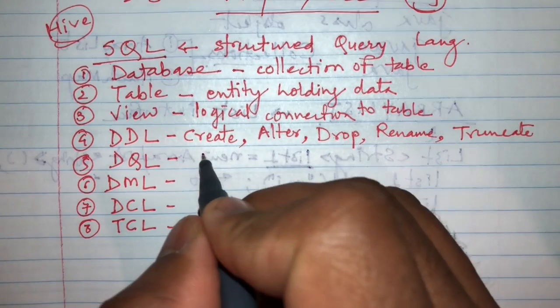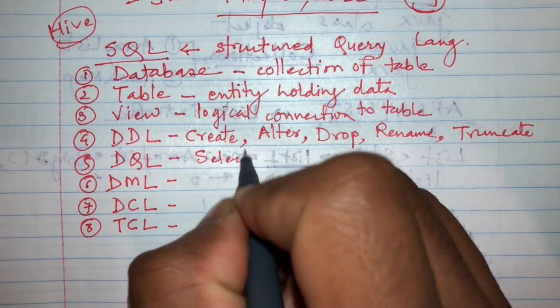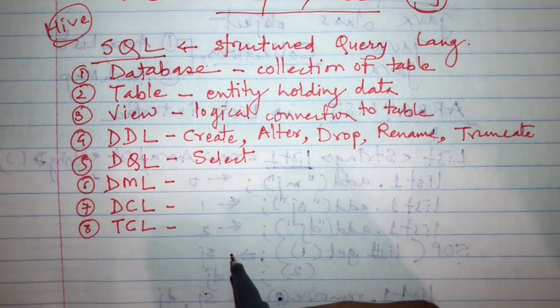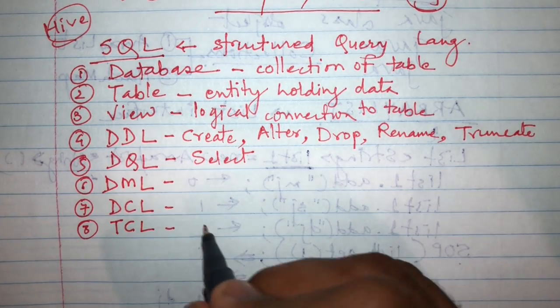Data query language has only one command, which is select. With the help of the select command you can print the contents that are present in the table.